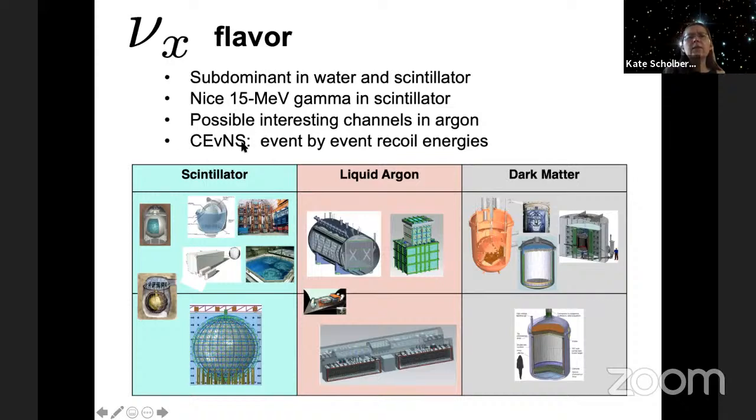And then there's also the coherent elastic neutrino nucleus scattering, which turns out that's quite promising for getting studies of the entire flux of the neutrinos. And so here, just to put these in these categories, in current and future scintillator, there's the 15 MeV gamma, argon, also some possibilities. And then these very large dark matter detectors, even though they're much smaller than the standard supernova detectors, they're coming now to a scale of tens of tons, where you actually get a pretty reasonable rate of neutral current coherent elastic scatters.